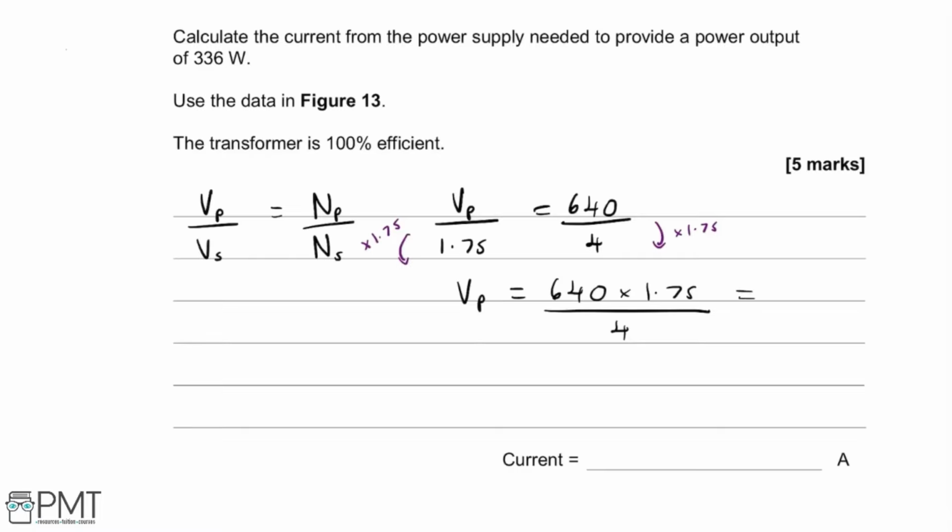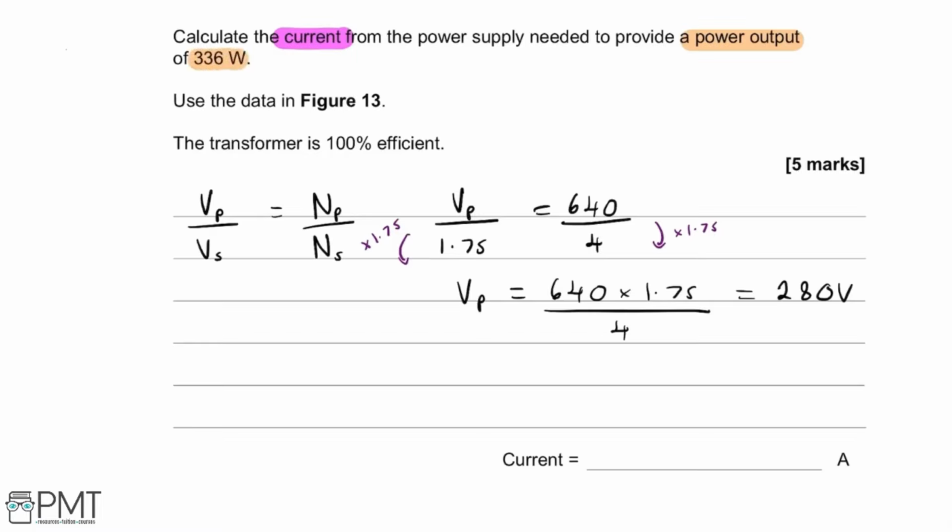And the answer to that is 280 volts. So now we know that the potential difference in the primary coil is 280 volts. Next, we're looking for the current. So how are we going to find the current? Well, we're also told about the power. The power is 336 watts.